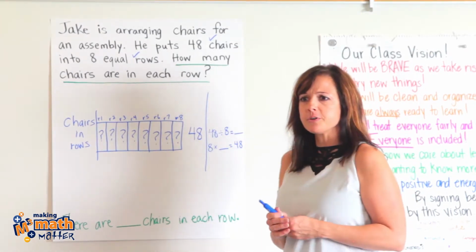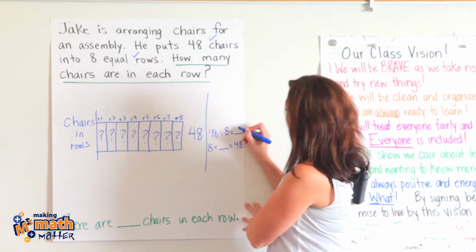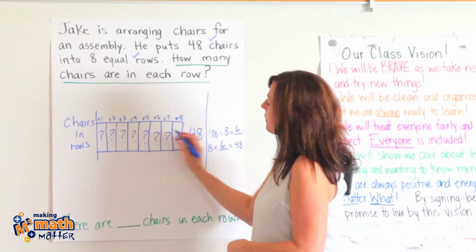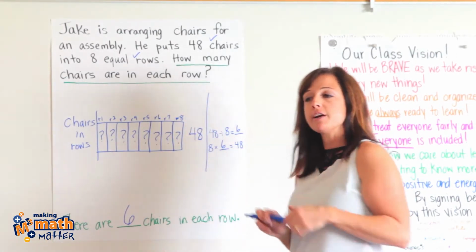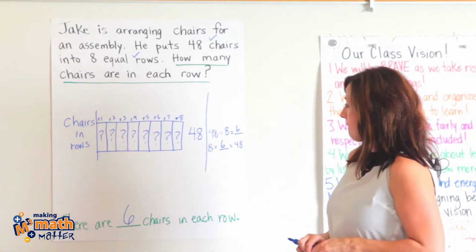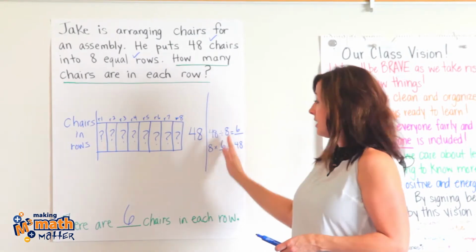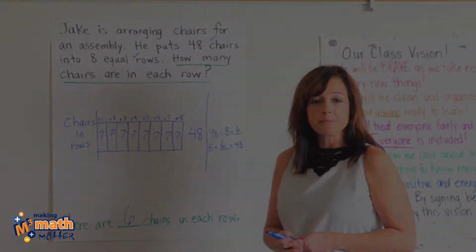And does anyone know the answer to that? I bet you do. 6. So 48 divided by 8 is 6, or 8 times 6 is 48. So I know that in each one of these, there are 6 chairs. So this is a model of division, and also it could be a model of multiplication using our model drawing.